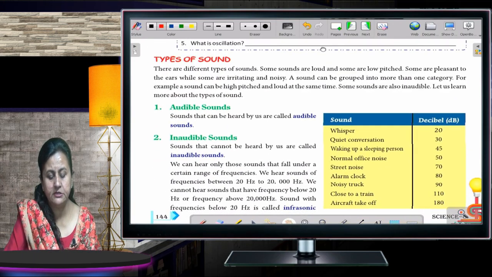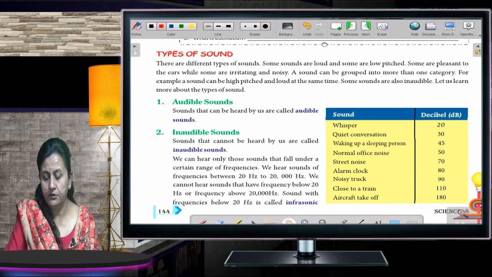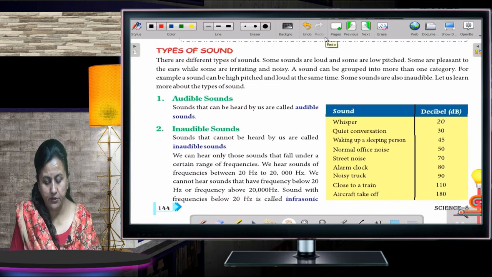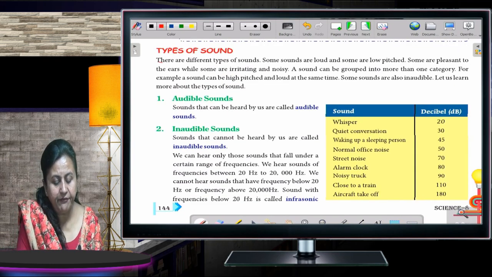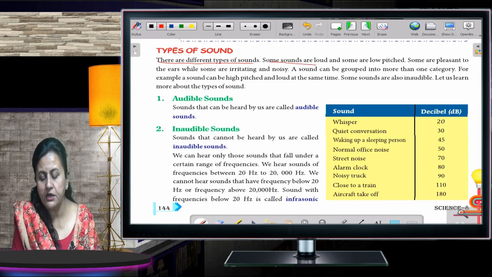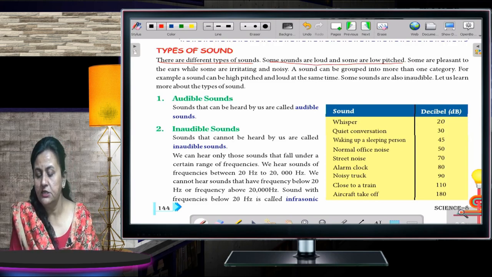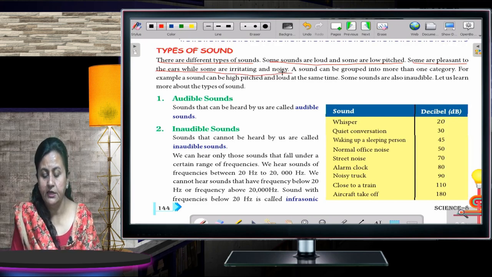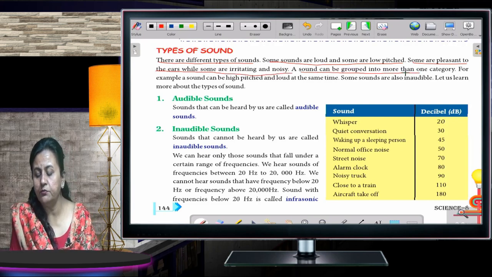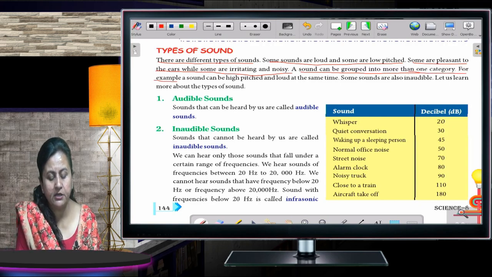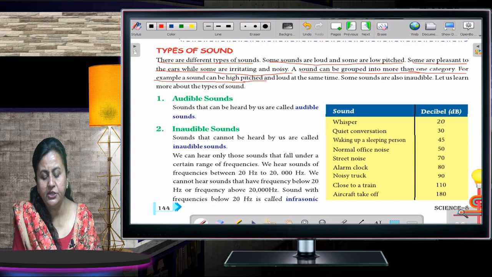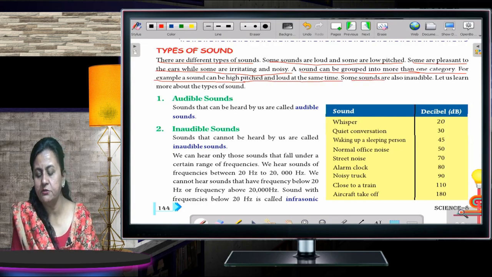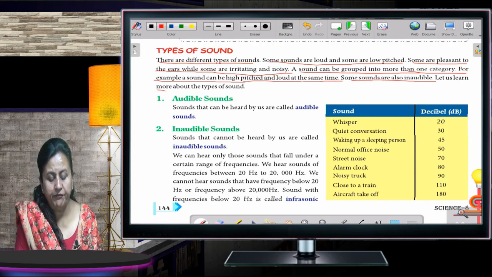different types of sound. Here you can see on your screens now. There are different types of sound. Some sounds are loud and some are low pitched. Some are pleasant to the ears while some are irritating and noisy. A sound can be grouped into more than one category. For example, a sound can be high pitched and loud at the same time. Some sounds are inaudible.